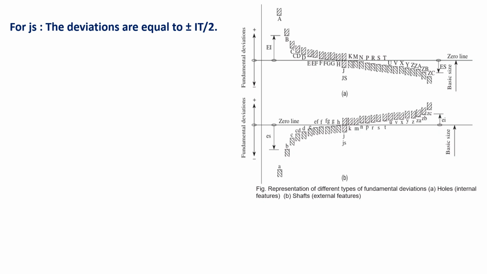Moreover, by observing the schematic representation of these fundamental deviations, here for the shaft as well as the hole J, the deviation is equal to plus or minus IT/2, which means for the shaft j and the hole J, this deviation varies equally above and below the zero line.